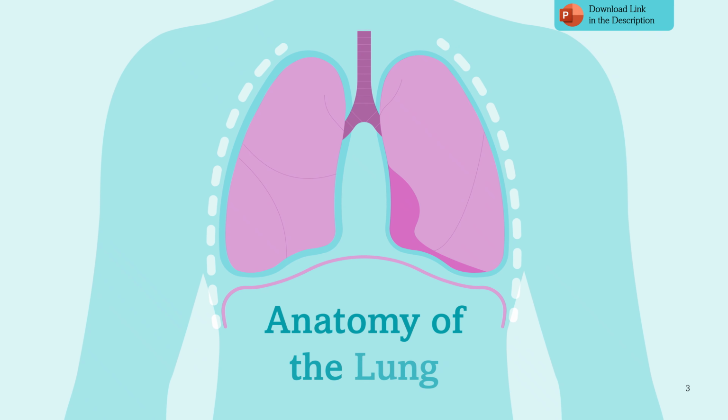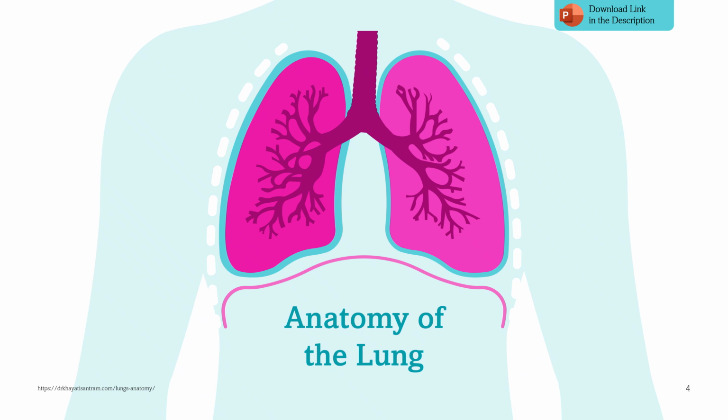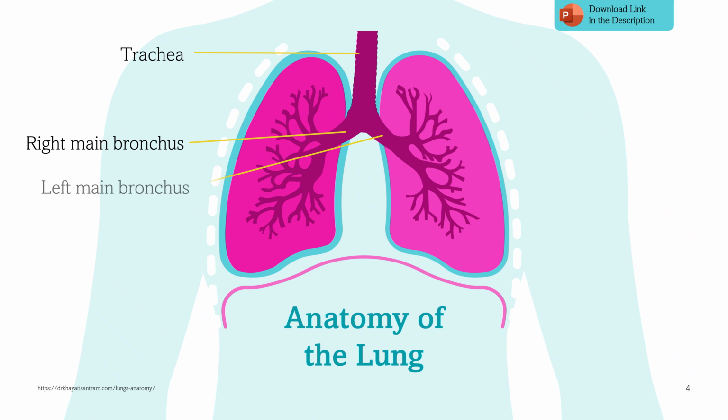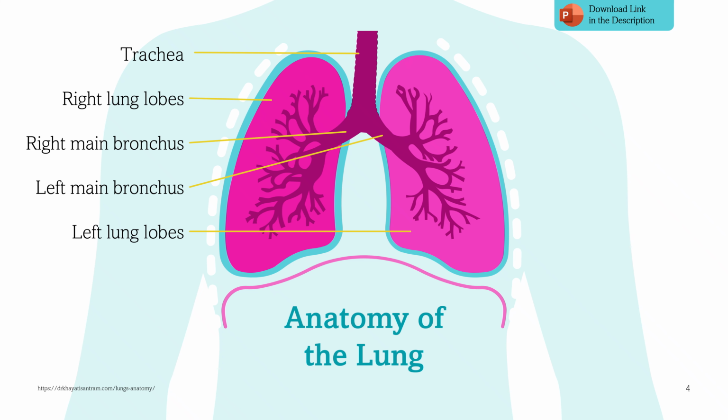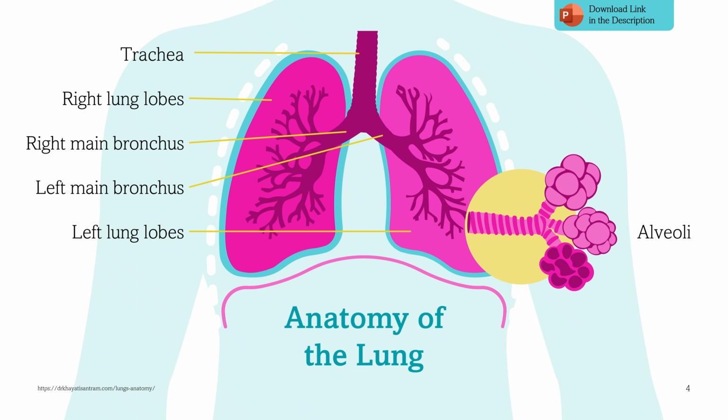The following section will be the anatomical structure of the human lung. The lung's anatomy begins with the trachea branching into the right and left main bronchi, which supply air to their respective lung lobes. At the microscopic level, alveoli facilitate gas exchange, while the diaphragm serves as the primary muscle of respiration.